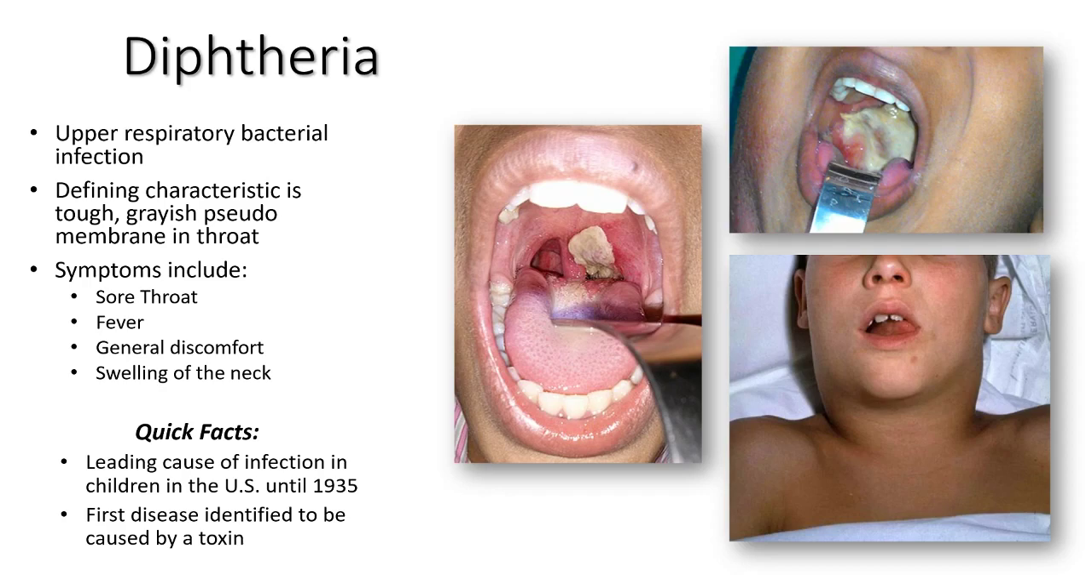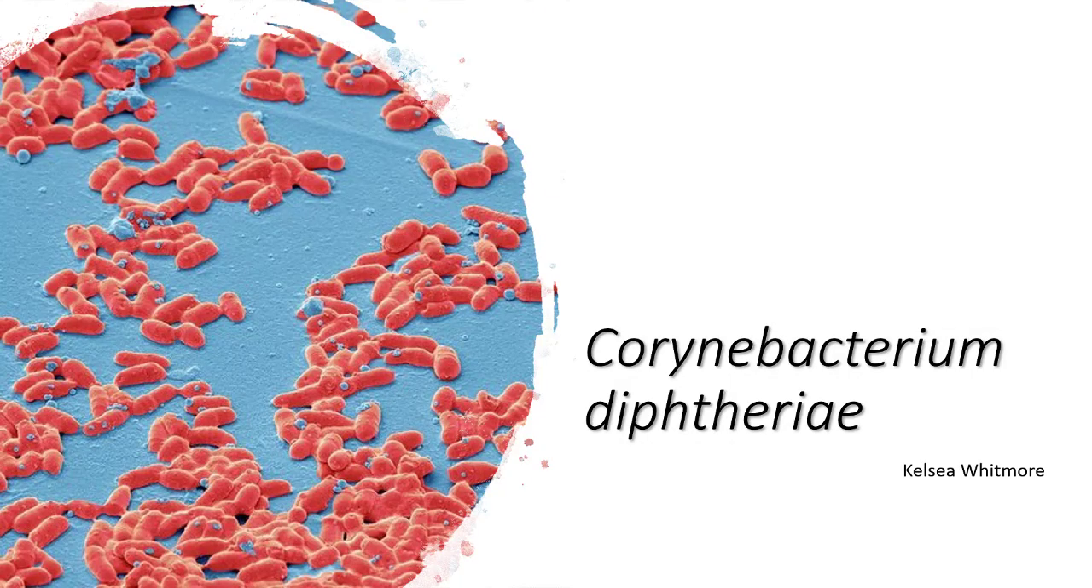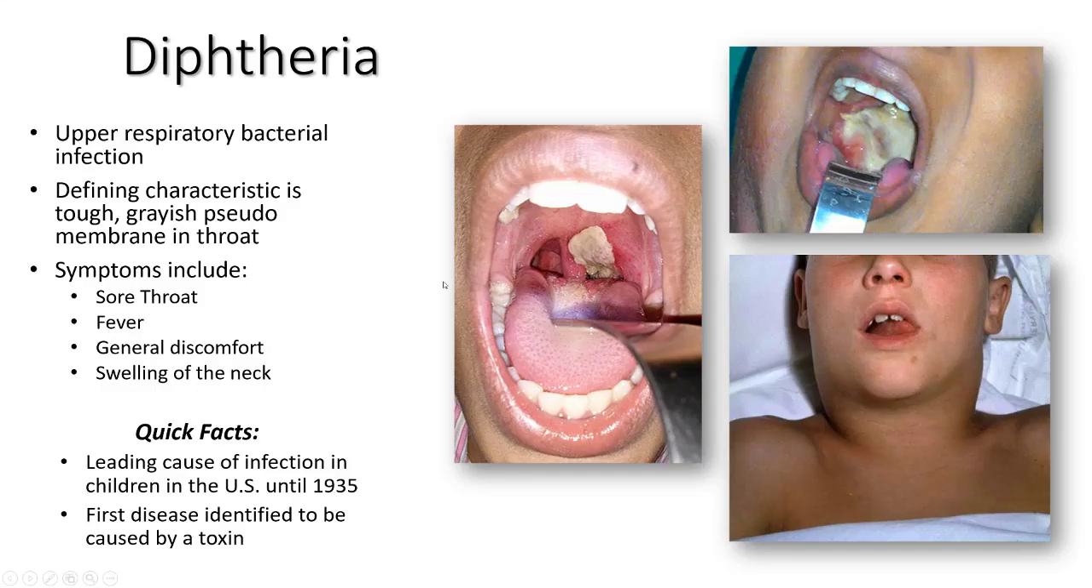Over time, it can grow completely to block the passage of air to and from the lungs, so it's a big identifying factor of diphtheria. Symptoms primarily include a sore throat, fever, general discomfort that is commonly attributed to the presence of an infection, and the swelling of the neck from enlarged lymph nodes.